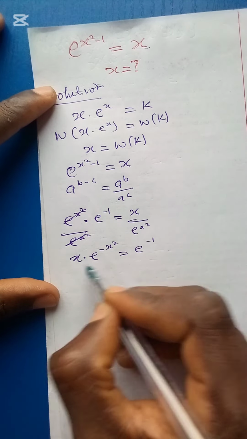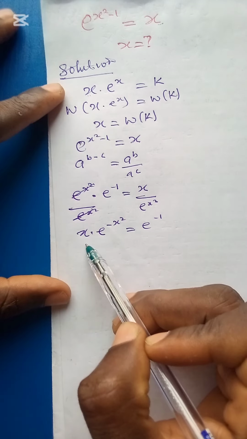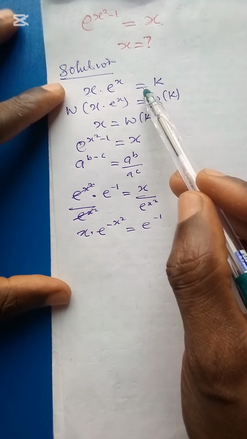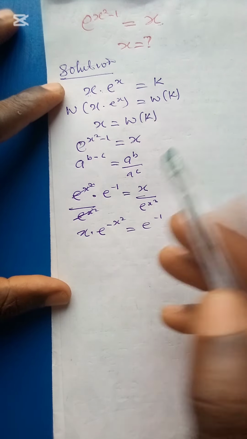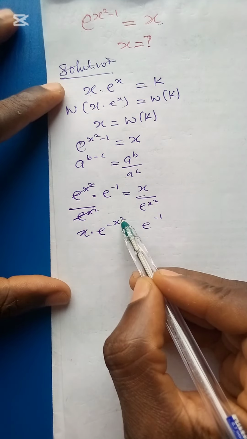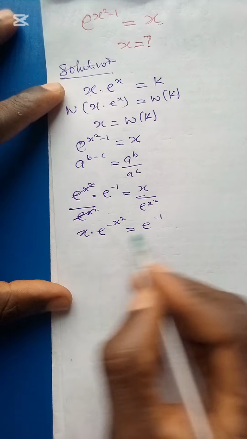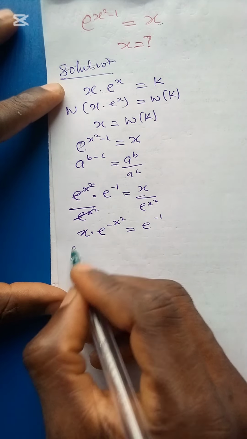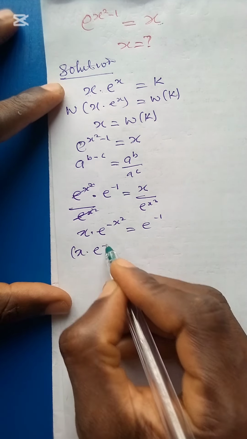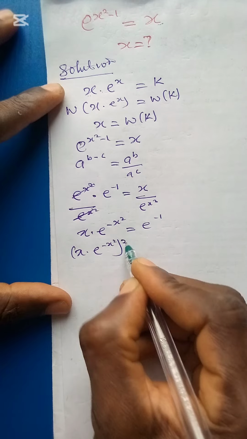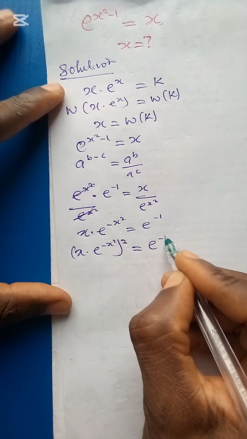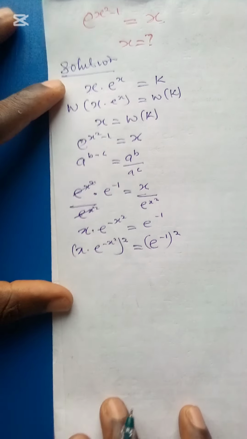So this is the same thing as this. Now it is gradually taking this form that I introduced earlier. Now the problem is this part, which is the minus x squared. To solve this problem, let us square both sides. If we square both sides, we'll have x times e raised to the power minus x squared, all squared, is equal to e raised to the power minus 1, all squared.